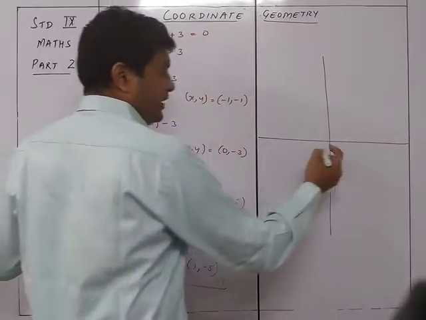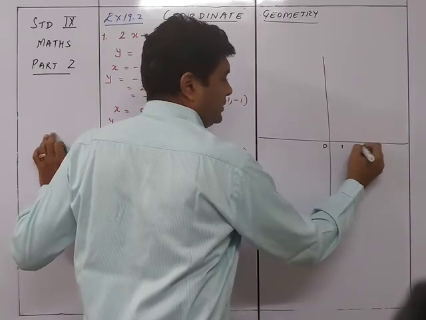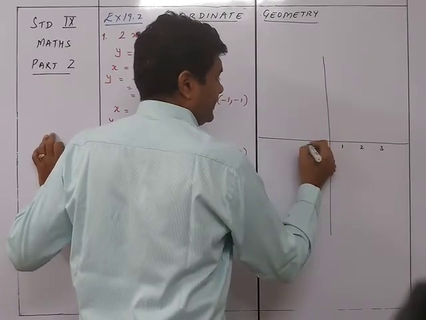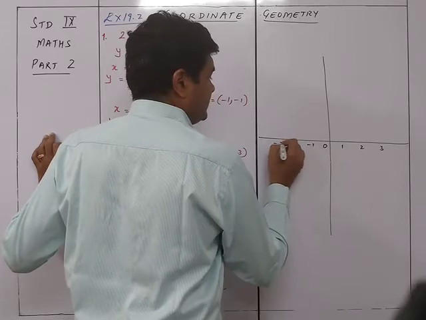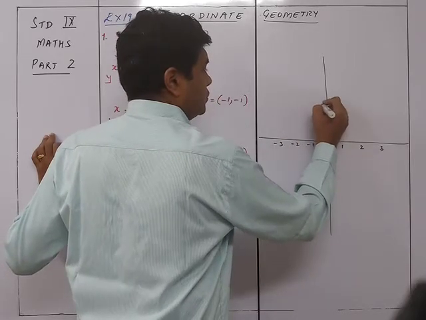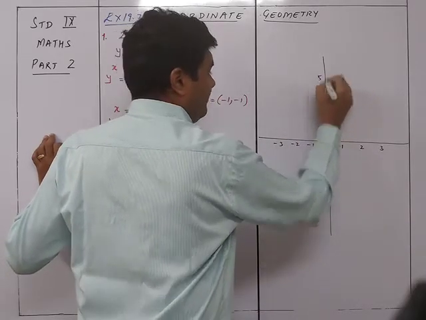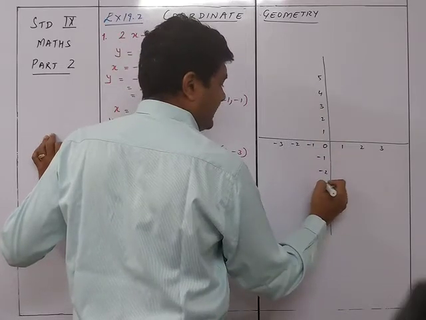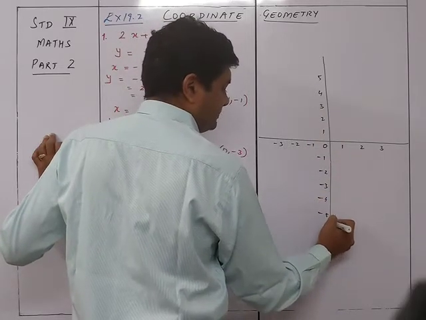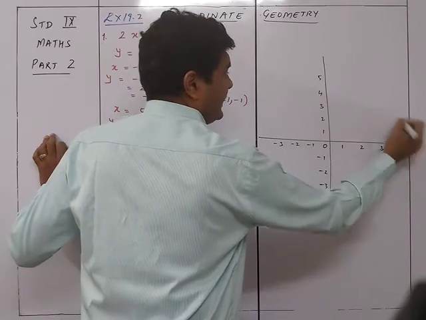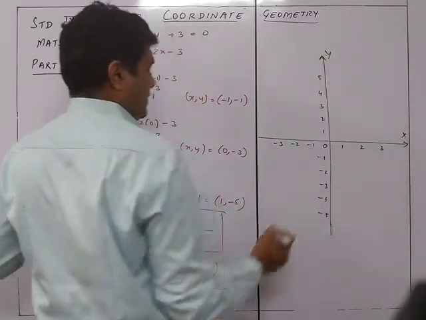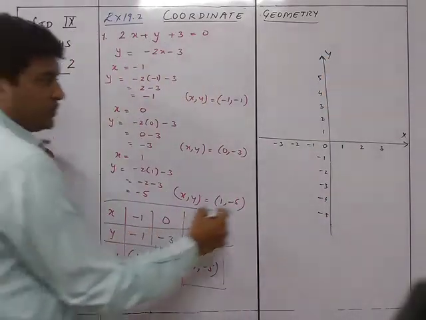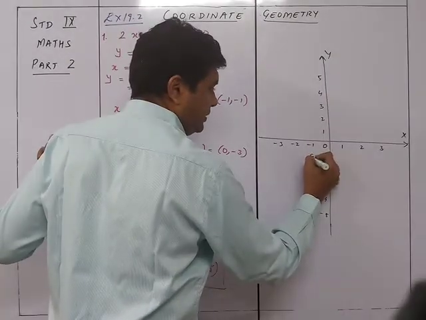So in the graph we are going to take over here 0, 1, 2, 3. Here it's minus 1, minus 2, minus 3. Here it will be 1, 2, 3, 4, 5. Minus 1, minus 2, minus 3, minus 4, minus 5. This being the x-axis, this being the y-axis. You have the first one, minus 1, minus 1 will be over here.